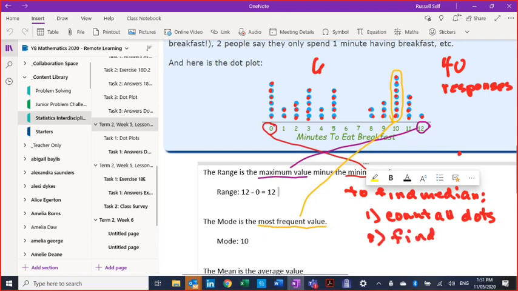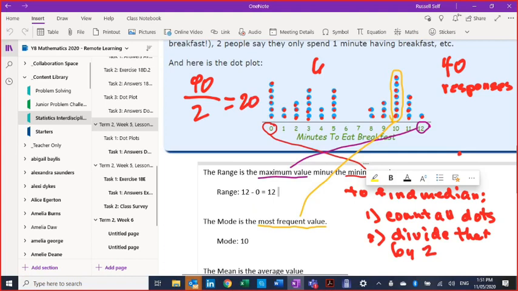Now, find the total and divide that by 2. Can anybody tell me why I'm going to divide that by 2 if I'm looking for the median? Because then it can show you what is the number in the middle. There you go, that's the word I was looking for. Yeah, it can show me the number in the middle.